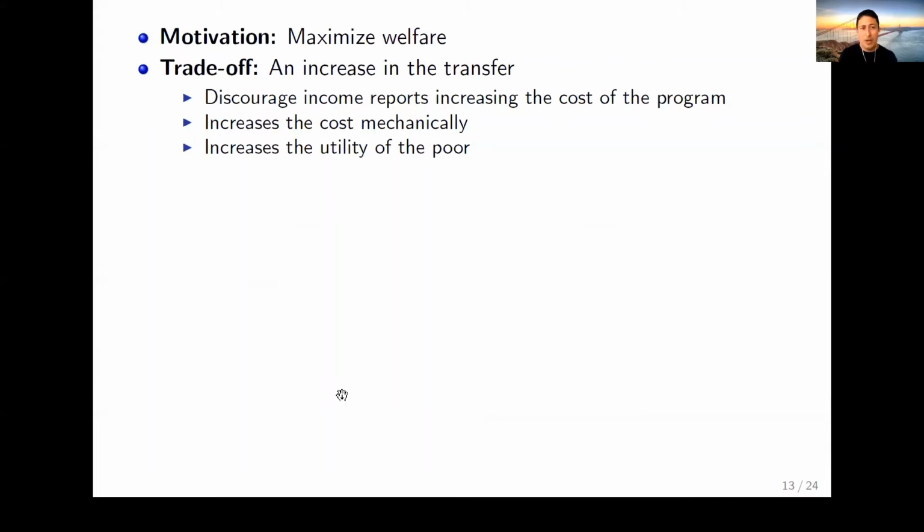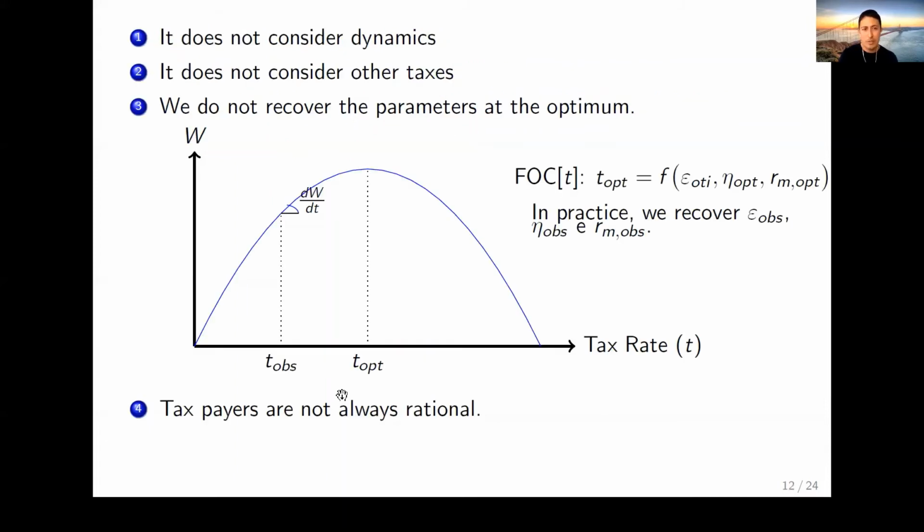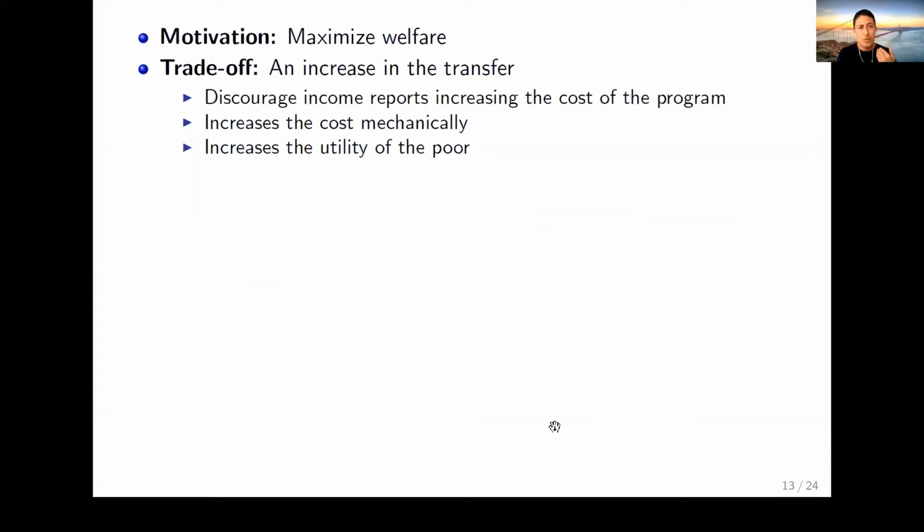So let me talk a little bit about a welfare analysis, which is a little different. The welfare analysis, instead of trying to get at the optimal tax rate, is just going to try to see what happens with welfare if we have a small reform around the observed schedule. We're going to do that based on transfer programs to the poor.